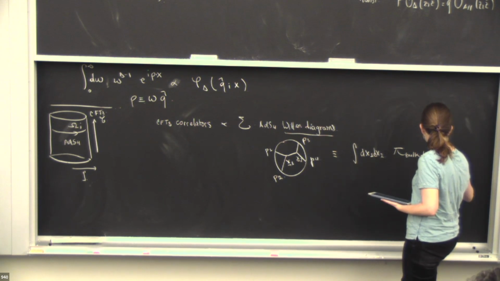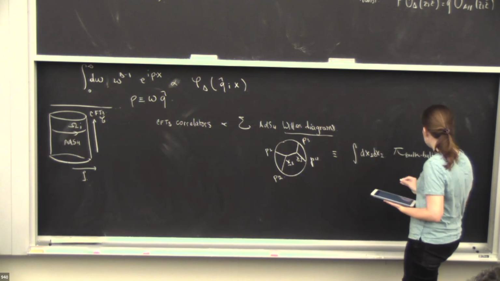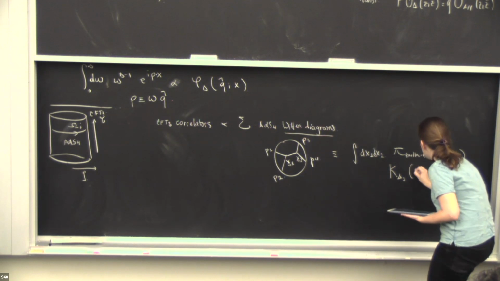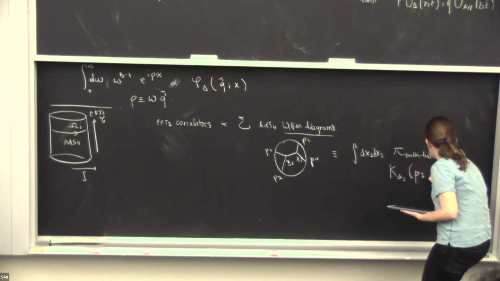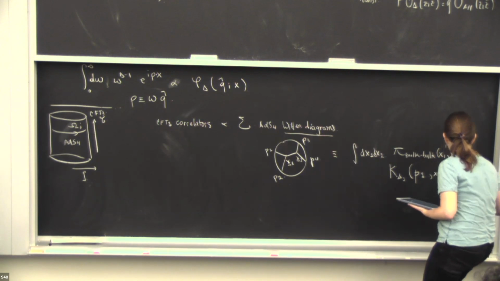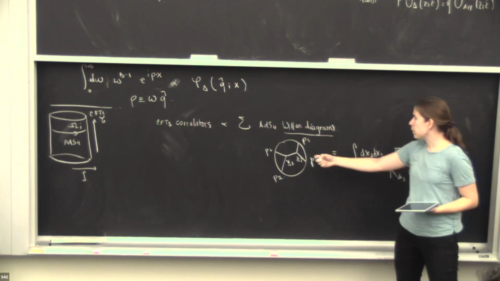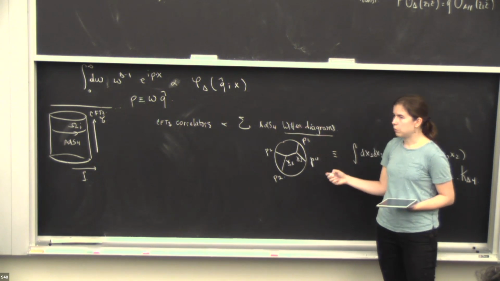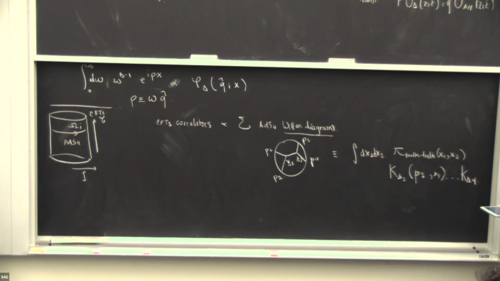That will depend on these points x1 and x2. And we also need to integrate against some bulk to boundary propagators, labeled by P1, x1. So in this particular example, we have one bulk to bulk propagator and 4 bulk to boundary propagators.